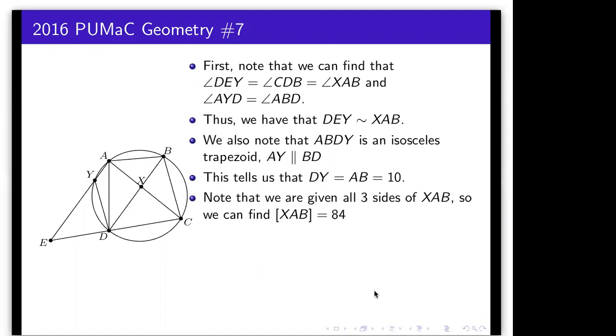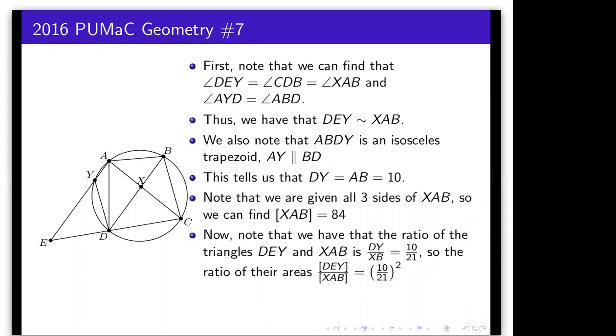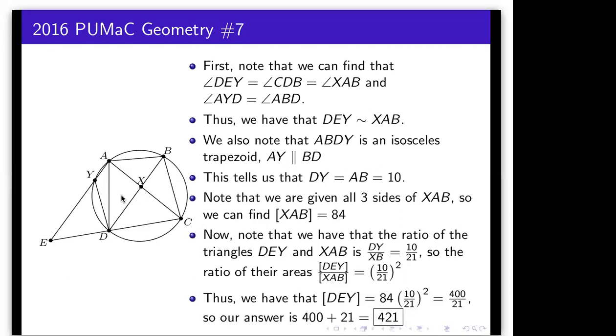So calculating any other side lengths of DEY isn't actually necessary, because since we already have one of the side lengths of DEY, that's enough to just determine the ratio. And now, to finish, we just solve for the area of DEY in that equation. And then we get that the answer is 400 over 21. So that's our answer.